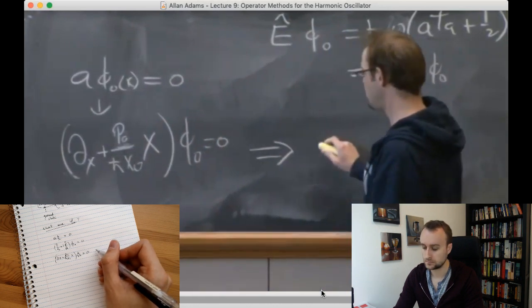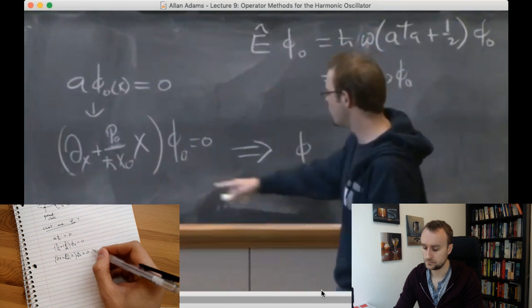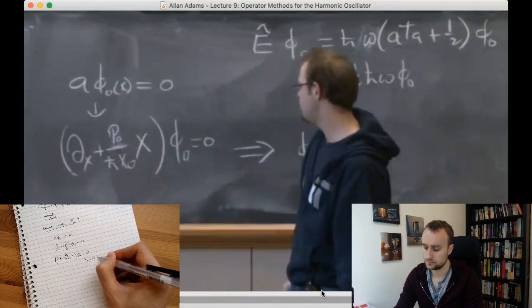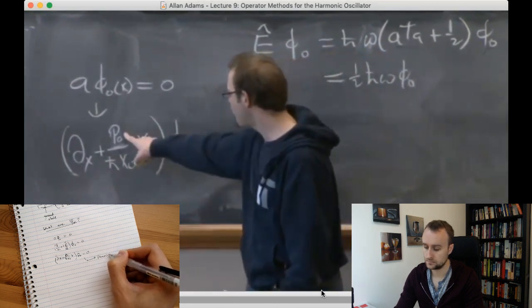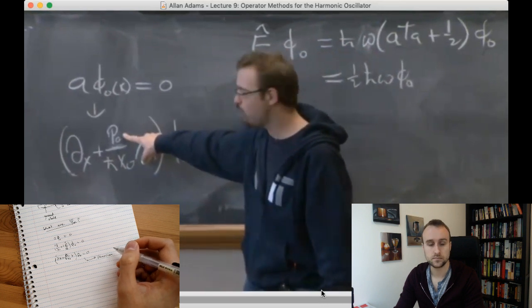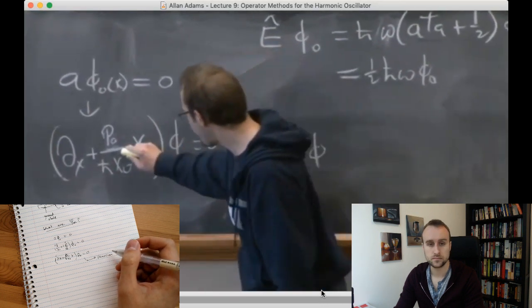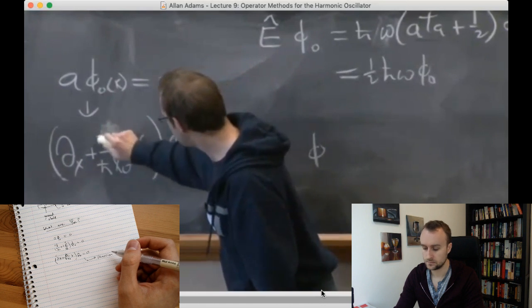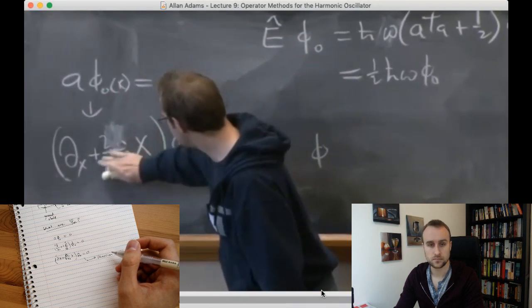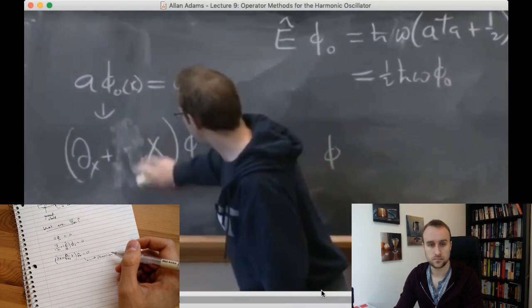It's a Gaussian. And what's the width of that Gaussian? Well, look at p naught over h bar x naught. We know that p naught times x naught is twice h bar, right? So if I multiply by x naught on the top and bottom, I get 2 h bar. The h bars cancel. So this gives me 2 upon x naught squared.